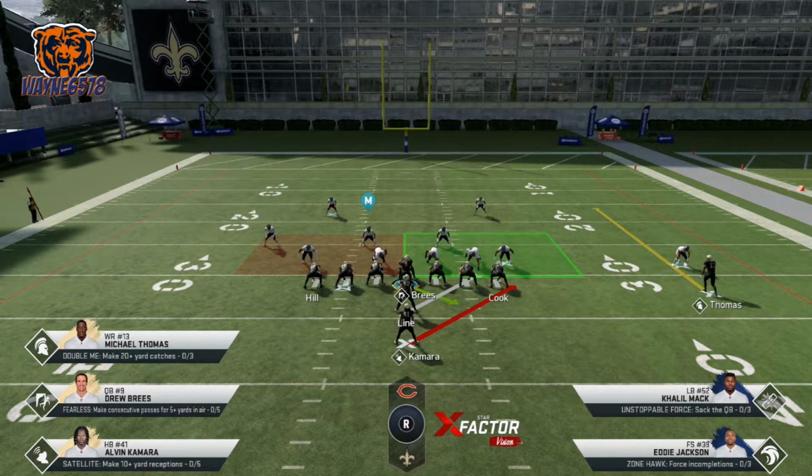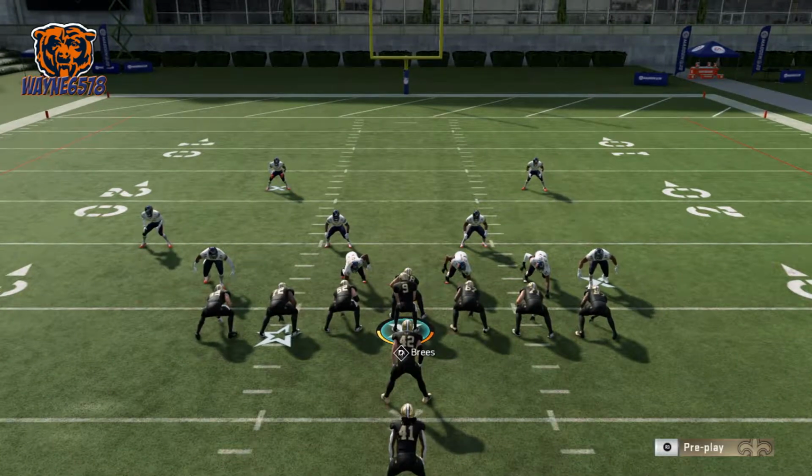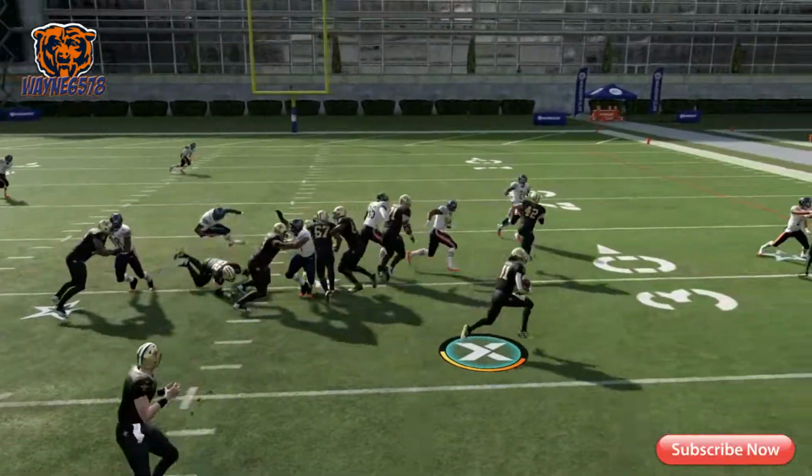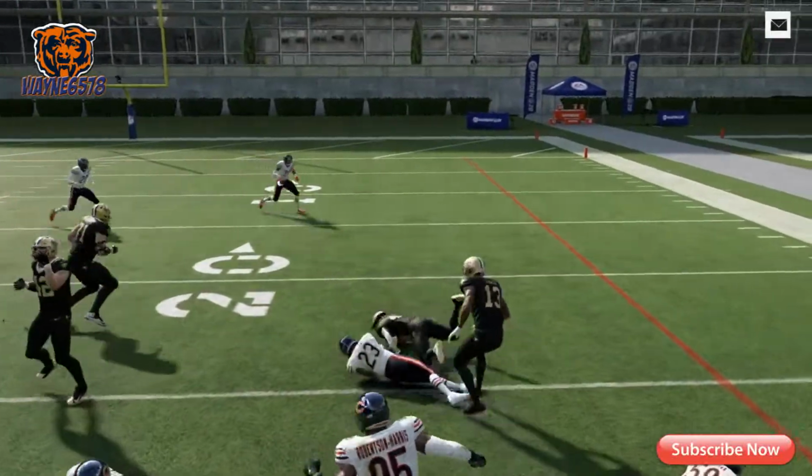I have ran it to the strong side of the defense and still had success with the stretch because it just blocks good. But when we're running this play, we want to do the same thing we did before. We just want to follow our fullback.